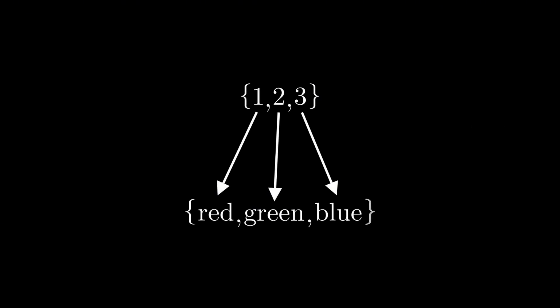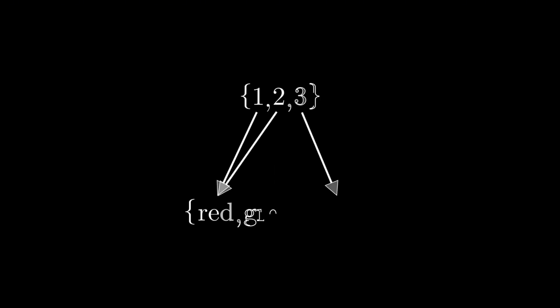So, why is this function injective? Well, 1 maps to red, which no other element maps to, 2 maps to green, which no other element maps to, and 3 maps to blue, which no other element maps to. So each element in the domain maps to its own unique element in the codomain, which is what an injective function is. Now let's look at a function that is not injective. This function is not injective because both 1 and 2 map to the same element, which is red in this case.